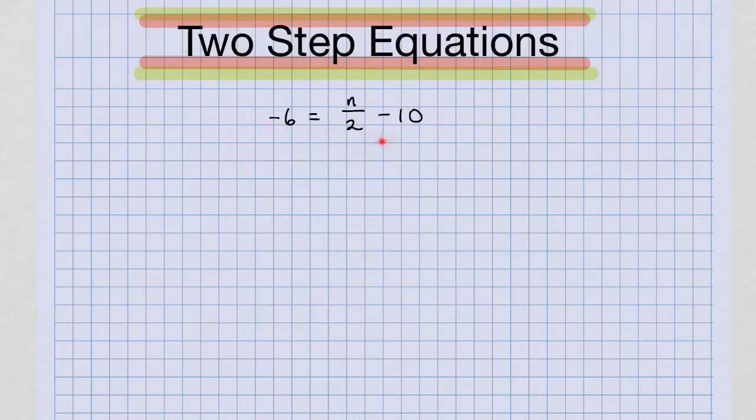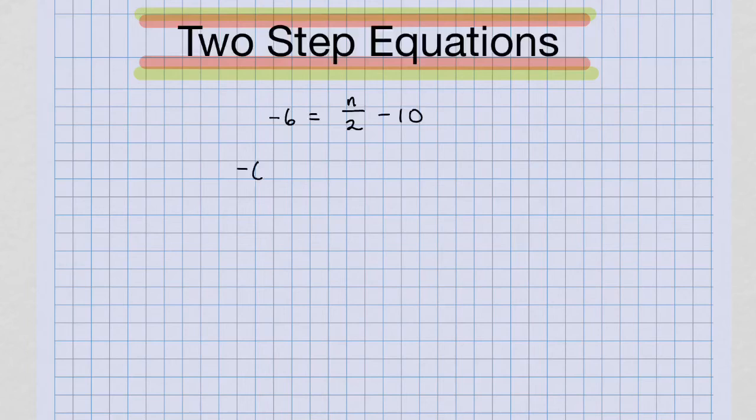Okay, negative 6 equals n over 2 minus 10. We need to get this variable alone by itself. So here we're subtracting 10. We're going to transpose it across the equation. To transpose and apply means we're going to add 10 to both sides.